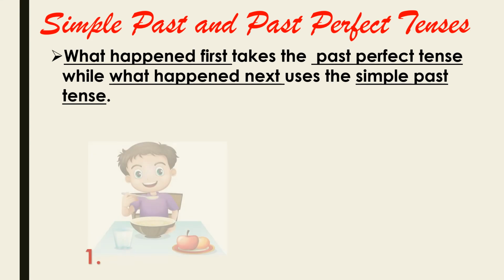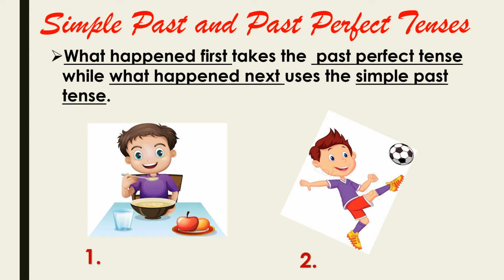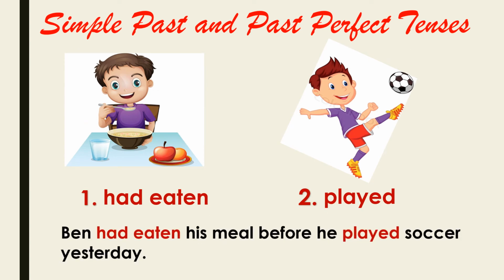I have here Ben. This was the first thing he did, and this was what he did afterwards. Let's pretend the actions portrayed by Ben in the pictures were already done. He was obviously eating in the first picture and was playing in the second picture. As we have said a while back, the first action that happened takes the past perfect tense, while the latter uses the simple past tense. Thus, we say, had eaten and played. Did you understand? Great. So if we construct a sentence, it would be, Ben had eaten his meal before he played soccer yesterday.